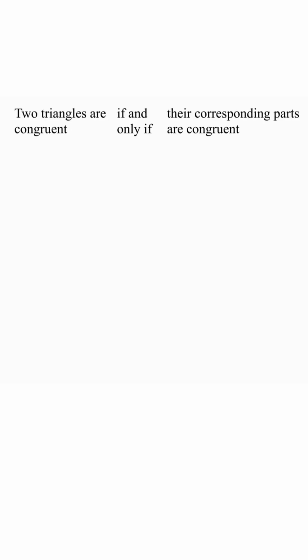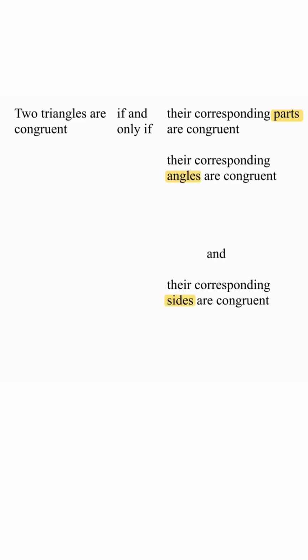Two triangles are congruent if and only if their corresponding parts are congruent. What are the parts of a triangle? There's only two parts. There's the angles and there's the sides. So if their corresponding parts are congruent, then their corresponding angles are congruent and their corresponding sides are congruent.